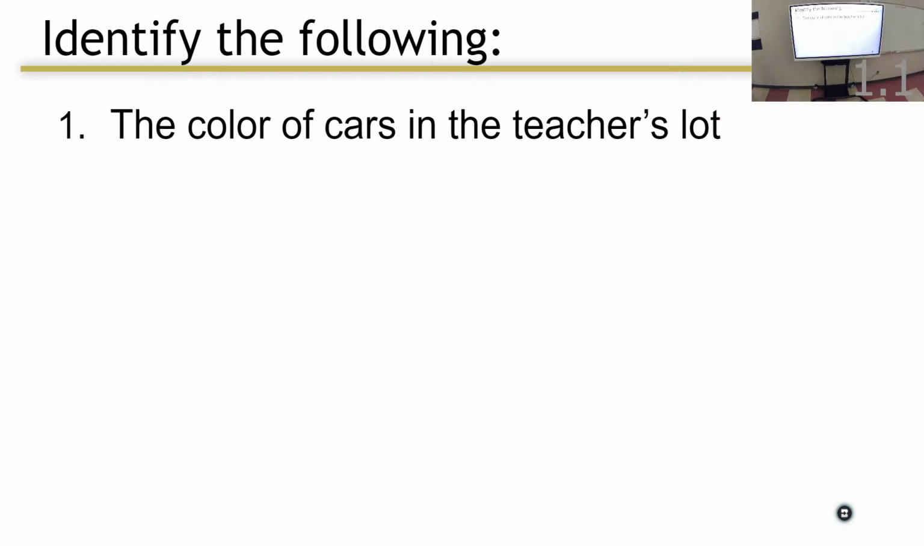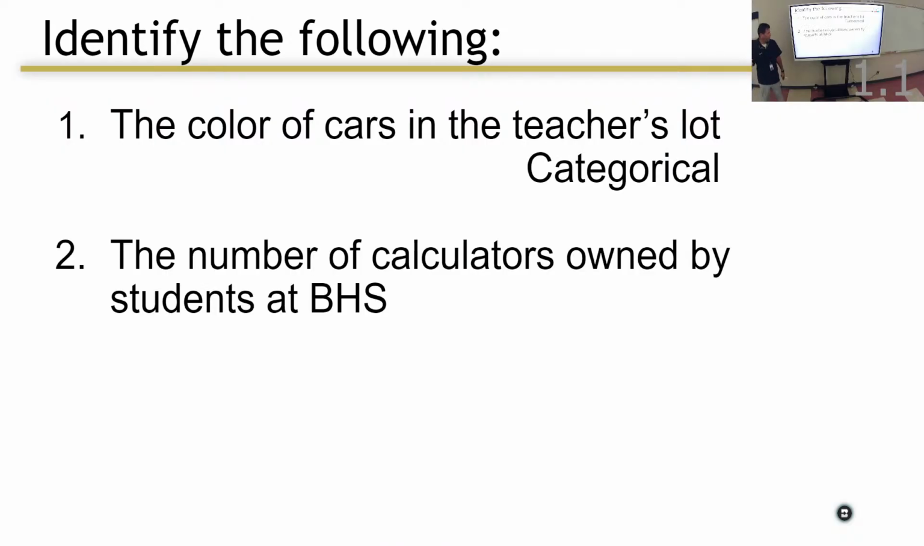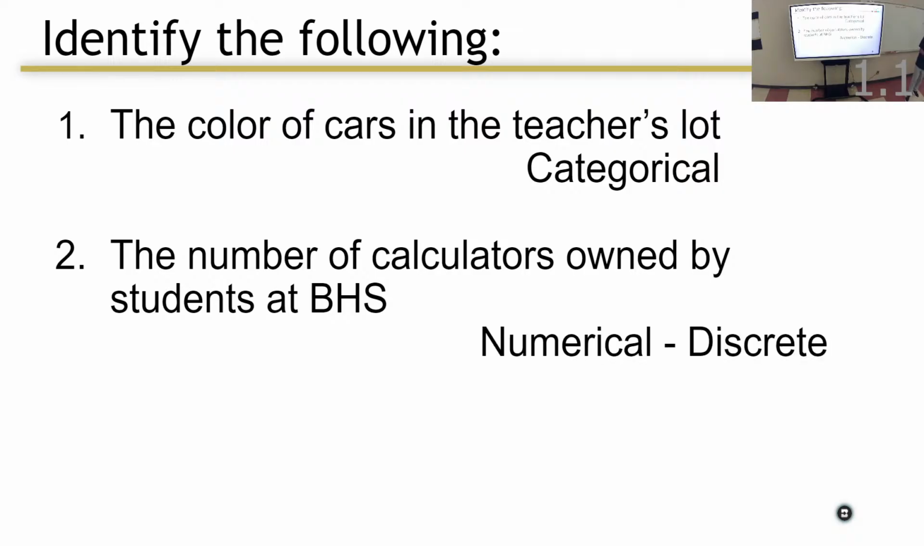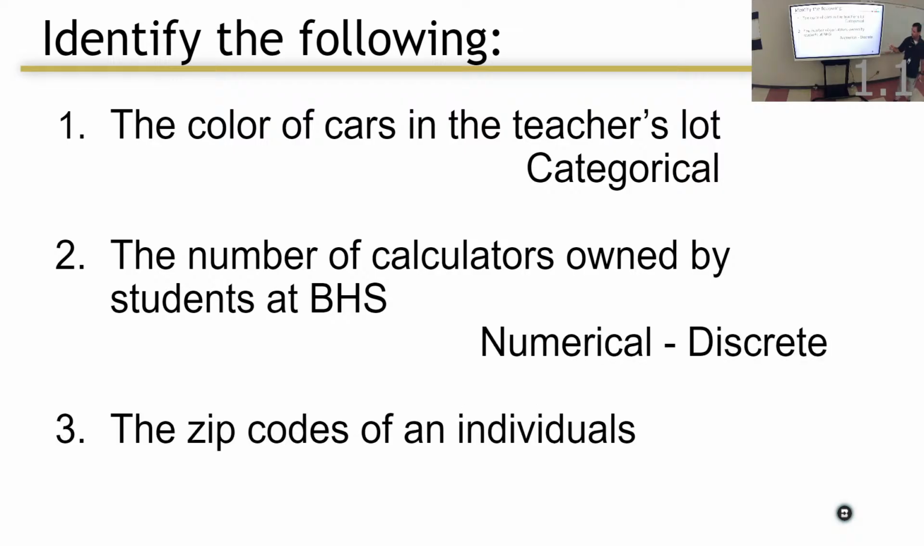The number of calculators owned by students at UHS. Quantitative: is it discrete or continuous? Discrete. You can't have one and a half at a time. You can have 1, or 2, or 3. So if you count things, it's discrete. Okay? And that is discrete.